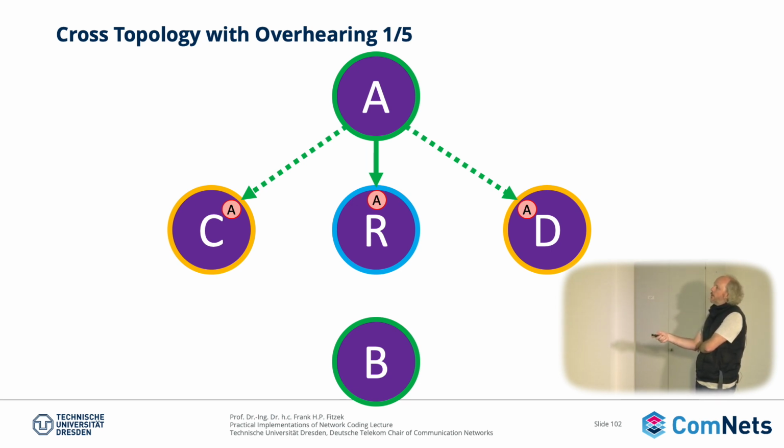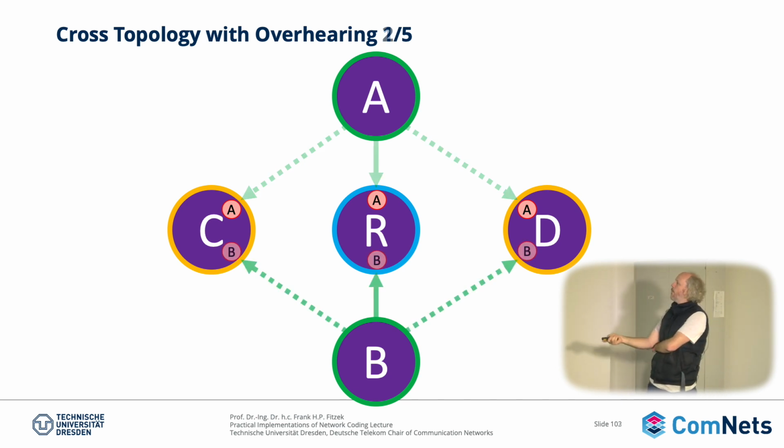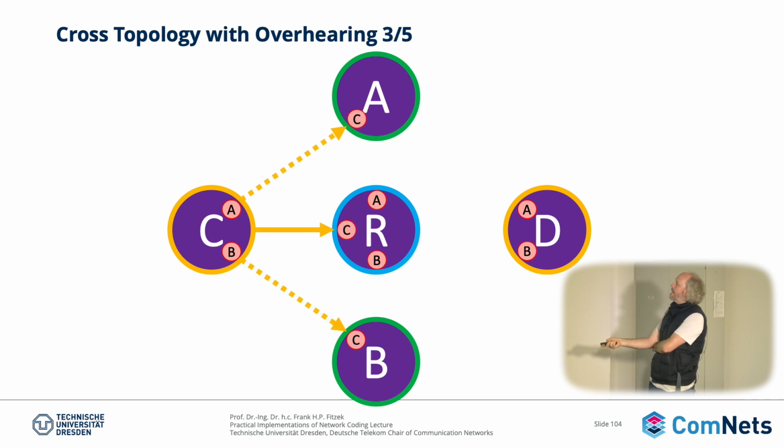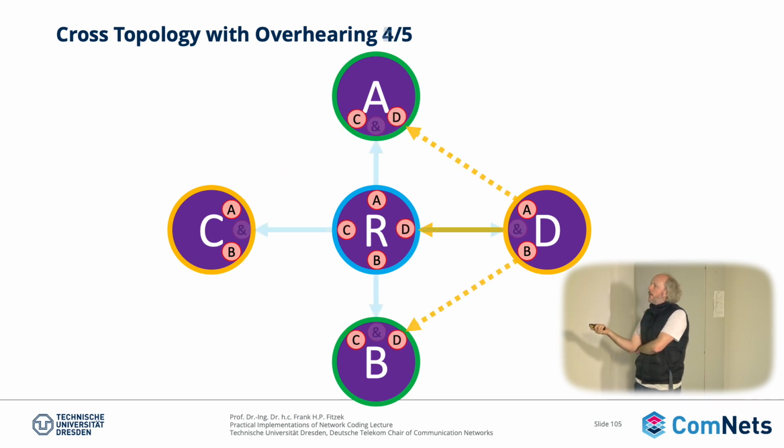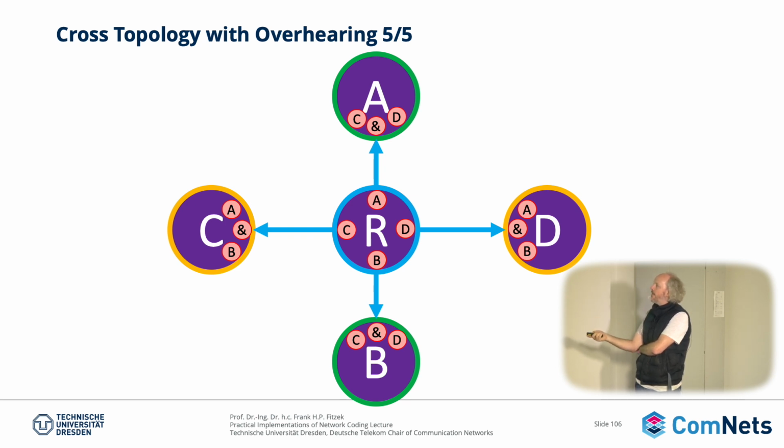A will send it out to the relay. Even if C and D are not interested, they are just storing it. The same with B, then C and D. Now, the relay could have done already earlier a combination of A and B, but he will wait for more than that, and now you have A, B, C, D, everything here. You combine that and send it out.